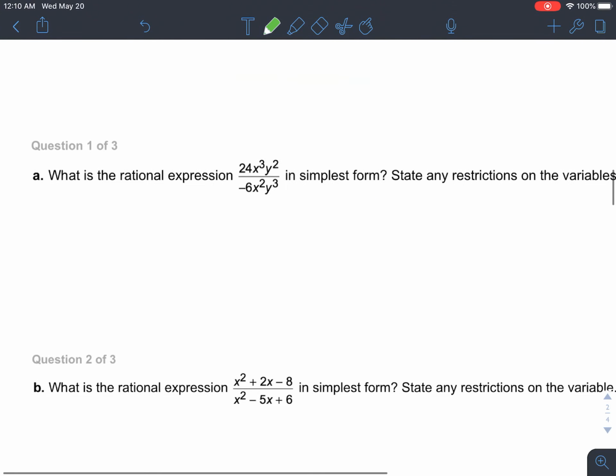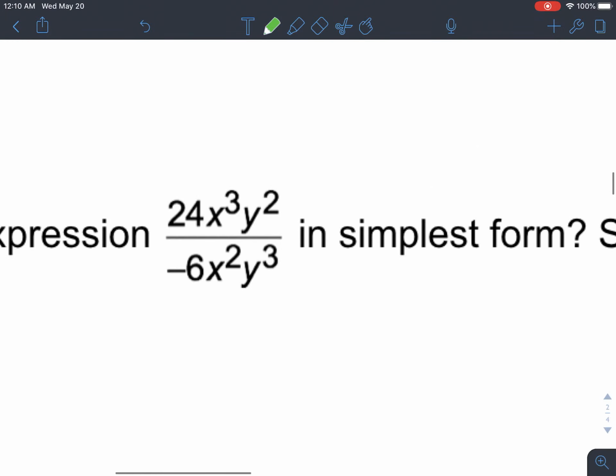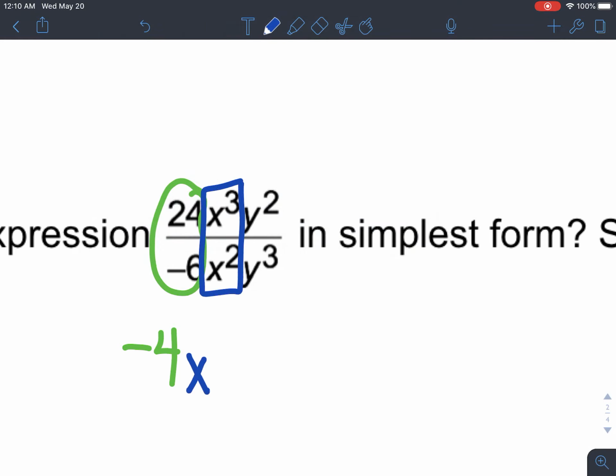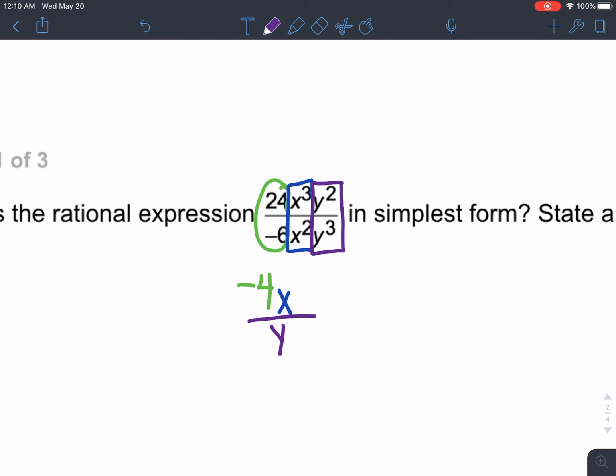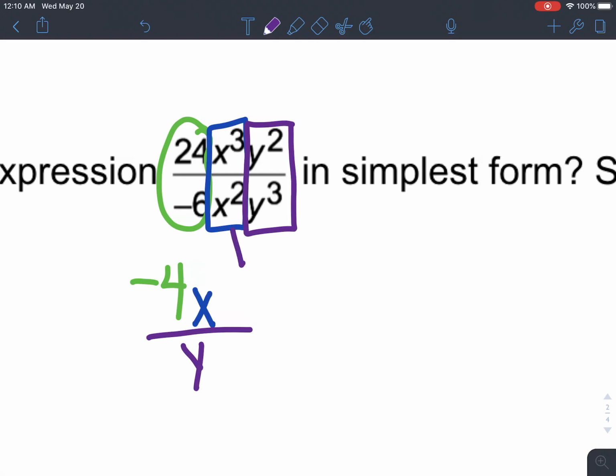Okay, let's come down here. This one looks a little different. What is the rational expression in simplest form? Okay, well, I have 24 over -6. That can be -4. I have x cubed over x squared. That's x. And then I have y squared over y to the third. So that's a y on the bottom. But I have to state any restrictions on the variable. So go look at the bottom. The variables on the bottom are x and y. So x and y can't be 0.